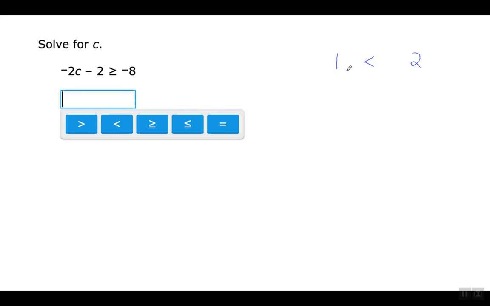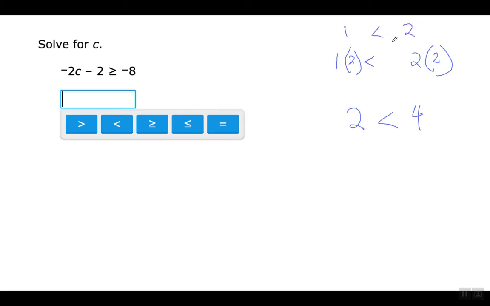If I multiply both sides of this inequality by a positive number, let's say positive 2, the relationship stays the same. When I multiply both sides by positive 2, I get 2 on this side and 4 on this side, and that statement is still true. 2 is less than 4, just like at the beginning, I said 1 is less than 2.